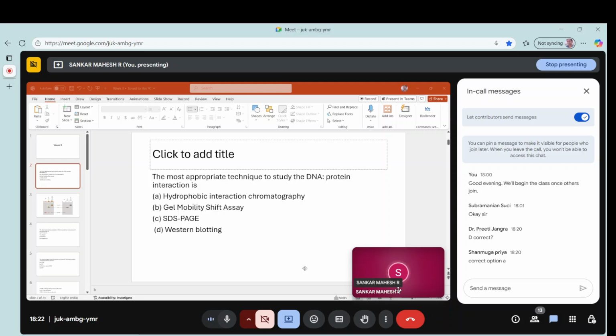For example, people generally use Western blotting to detect if a protein with a particular tag is present. Proteins can be expressed with His tag, Strep tag or S tag, any of these tags that are naturally present in pET vectors. So antibodies raised against these small regions can be allowed to interact with the proteins on the blot, and we can visualize them later. So Western blotting is used for that. It is not a technique that is meant to study DNA protein interaction. So B is incorrect.